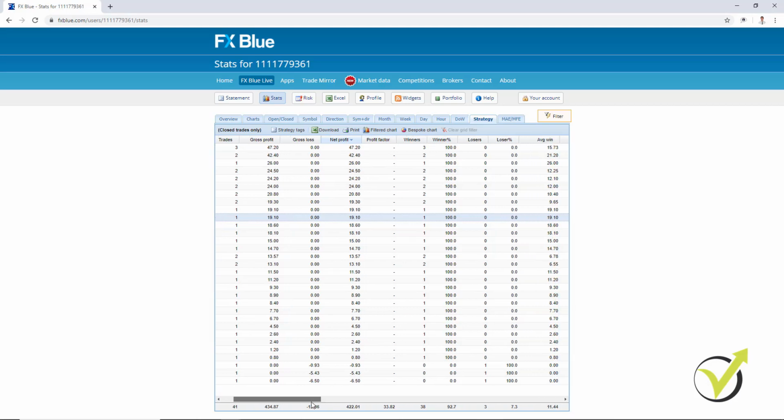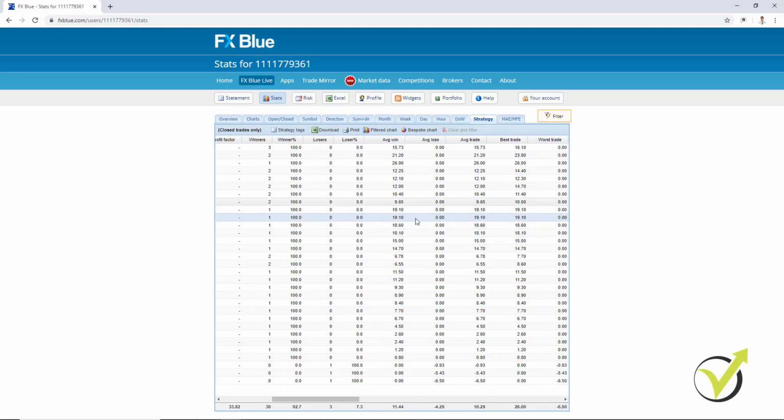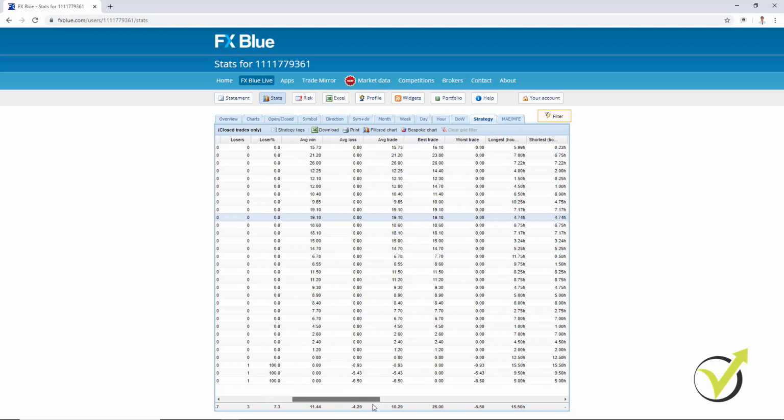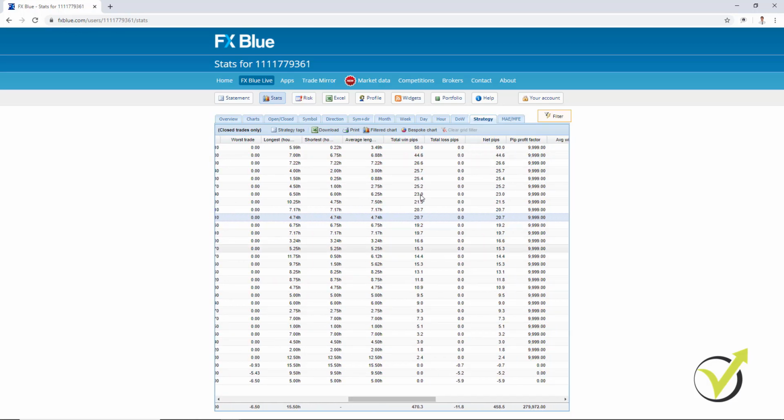And then on the right side, we have a lot more as statistic. We have winners, losers, average win, average loss, best trade, worst trade, a lot of statistic, how long they last, the longest trades, the shortest trades.